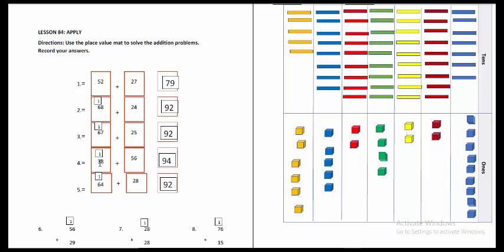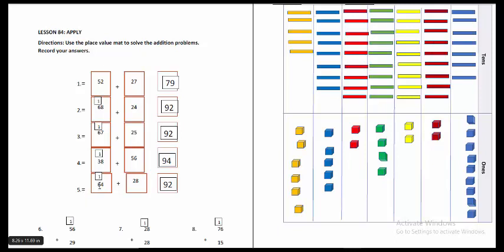Number 4, 38 plus 56. 8 plus 6 equals... 8 in your mind, 6 on your fingers. After 8: 9, 10, 11, 12, 13, 14. 4 and 1 carry up. 1 plus 3, 4. 4 plus 5, 9. And represent 94 as 9 tens and 4 ones.